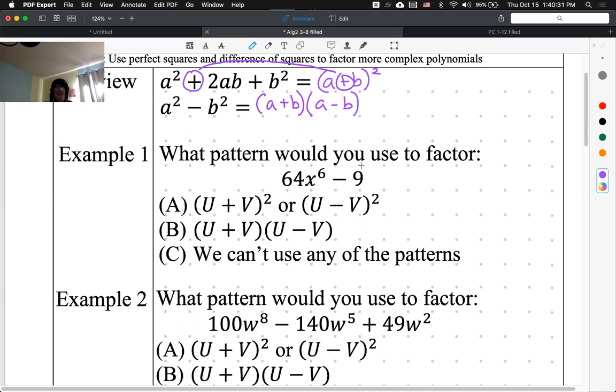Cohen, is it 1, 2, or 3? Is it A, B, or C? Are you winning, son? Yeah, it is 2. He's got it. All right, so it is a difference of squares.